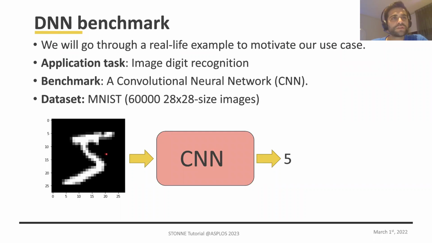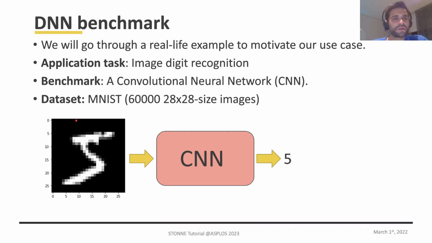So this is the benchmark that we will use during this hands-on. This is a very small real-life example to motivate the use case. It is basically an image digit recognition application task, right? We will feed a CNN, a convolutional neural network, with an image which contains a number. The objective of this CNN will be to predict which number is written in the image, right? So that's the main picture.